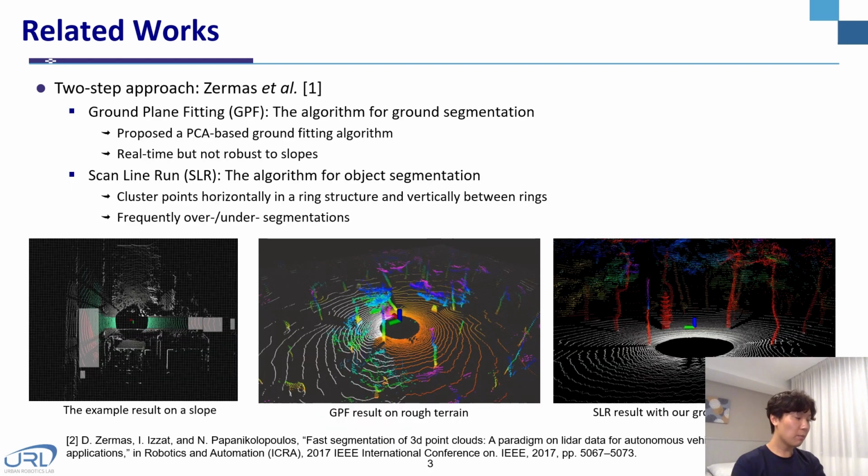Similarly, there is a paper about a segmentation algorithm of the two-step approach. The GPF module for ground segmentation and the SLR module for object segmentation work in order here also. PCA-based ground segmentation technology of GPF can run in real time. However, as you can see in the figures, it cannot show robust performance in terrain that has a lot of slopes. Even though the ground data is estimated well enough, due to the SLR algorithm, oversegmentation occurs frequently.